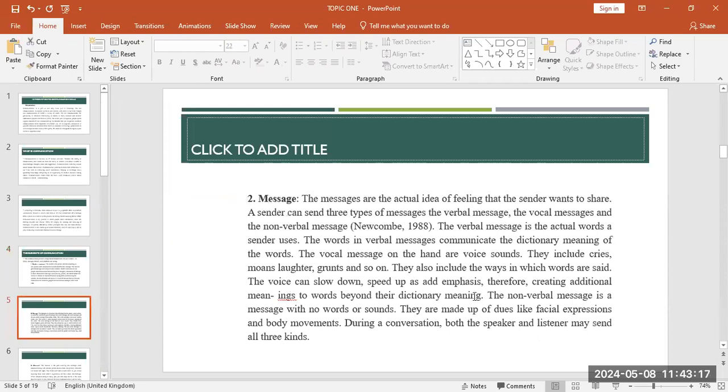Part two is the message. The message is the idea that you have. Before you communicate to someone, you usually have an idea. That idea that you have is referred to as the message. That idea can be verbal, it can be non-verbal, it can be written, it can be in any form. The message can be in any form.